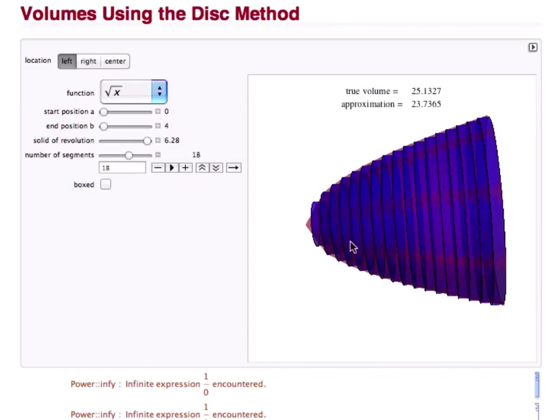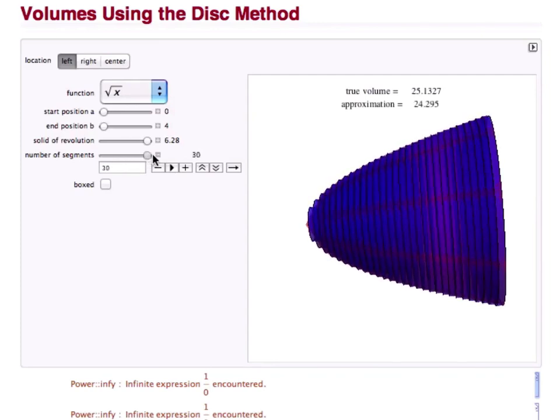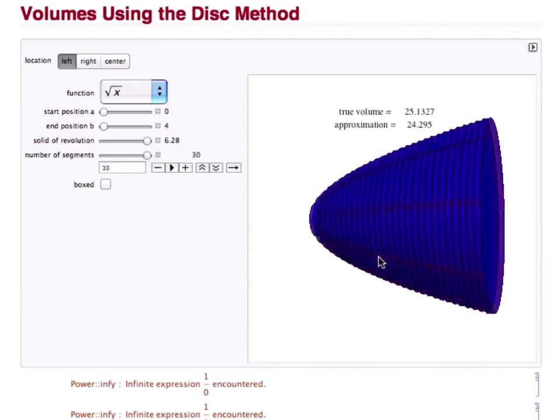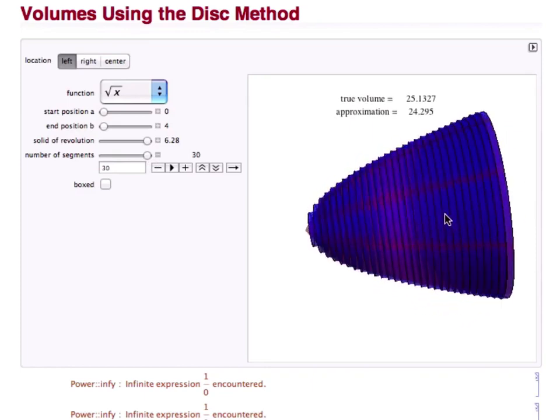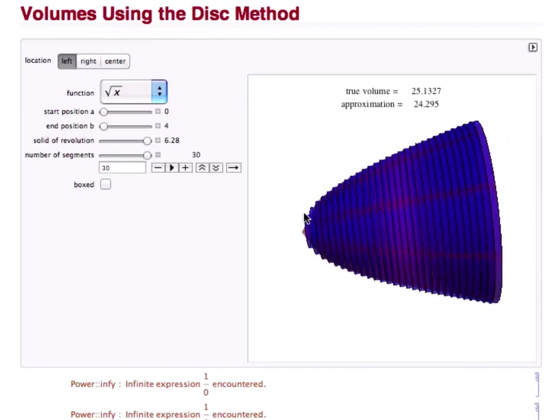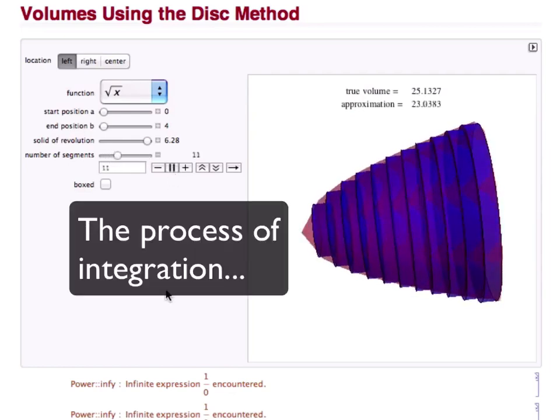So you can see here, lots of disks, our approximation is getting much closer. And if we increase this all the way up to 30 disks, you can see that our solid looks very much the same. You can see just these little steps right here, and our approximation's getting even closer. So I just want to play this for you so you can view the approximations happening.